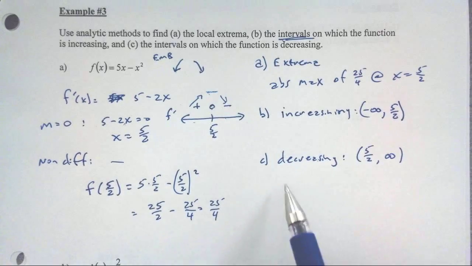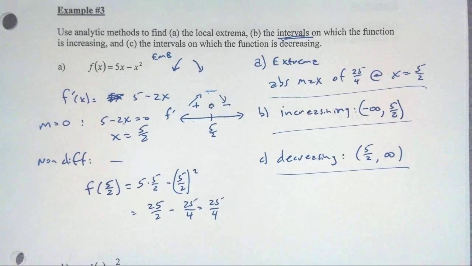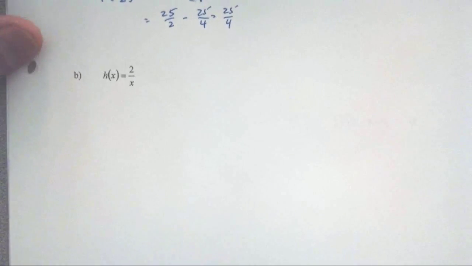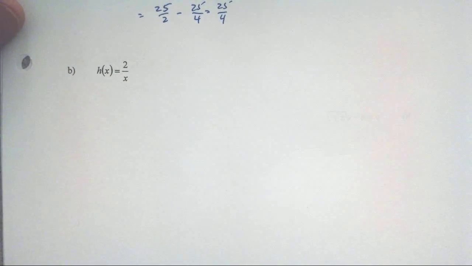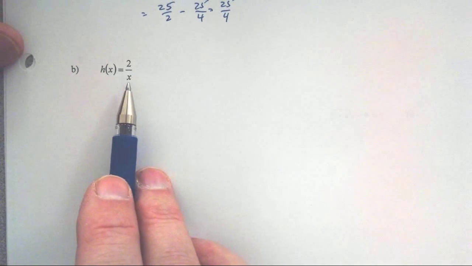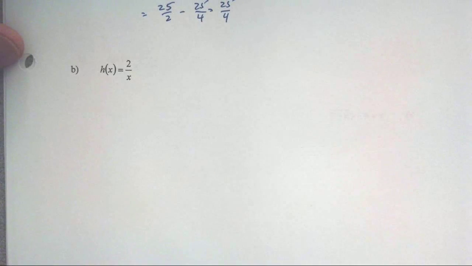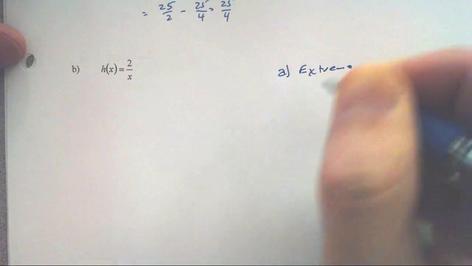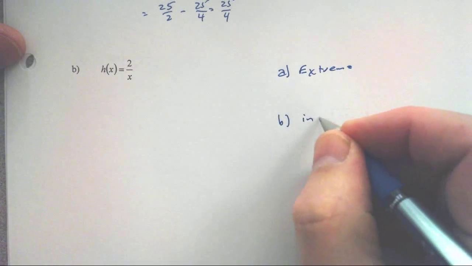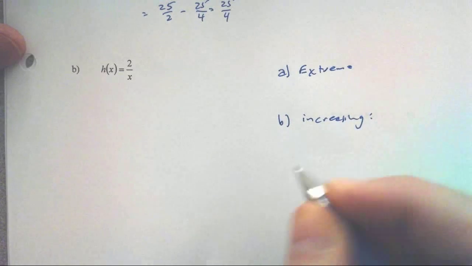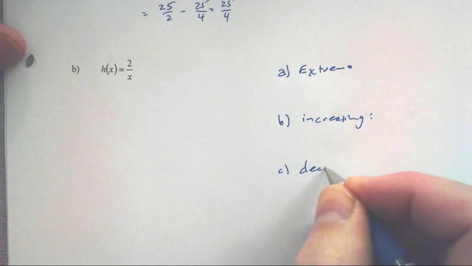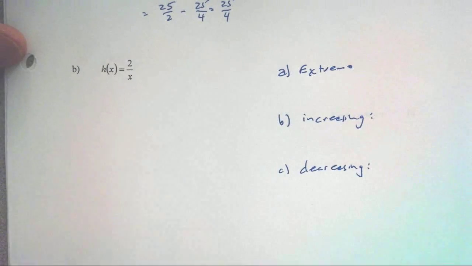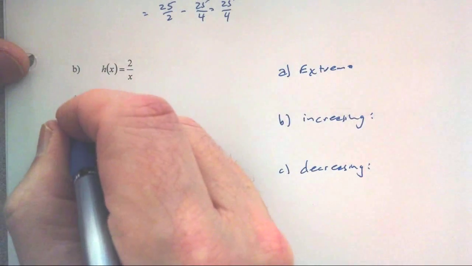Okay, so let's organize. Let's make certain we're leaving space and we're answering all the questions asked. All right, B. Again, they're not asking does the mean value theorem apply here, because we might have some problems here. This is not a continuous function, it isn't continuous at 0, but they're just asking for, again, A, our extrema, B, intervals of increasing, and C, decreasing intervals. And let's take a look.